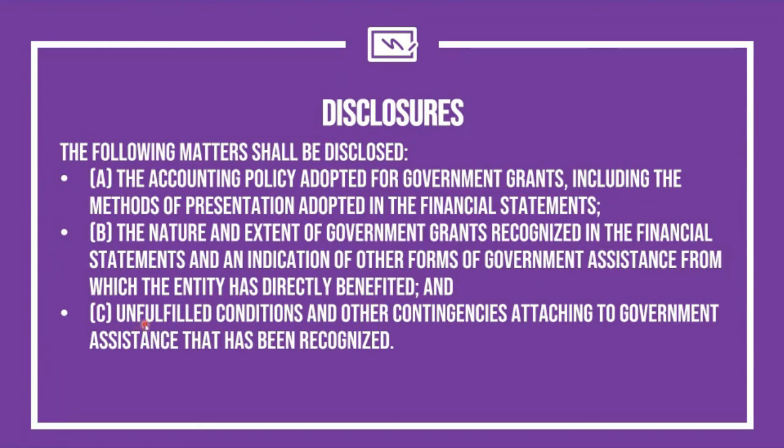And letter C, unfulfilled conditions and other contingencies attaching to government assistance that has been recognized. And of course, this is not related to the assistance only. You should also recognize the conditions that were not yet fulfilled in the case of government grants. So to simply put it, you provide all the details of the grants and the assistance that you were able to get from the government.